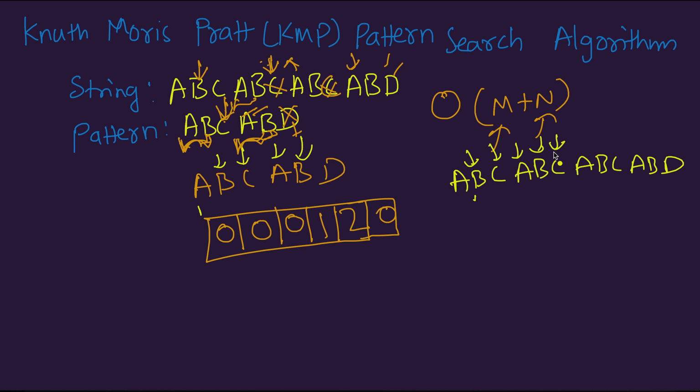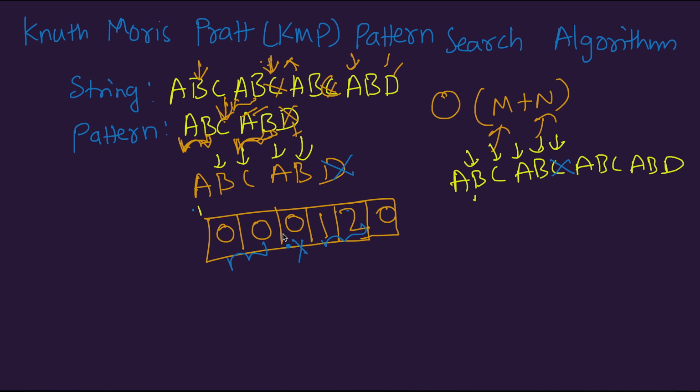Now it comes to C, where it actually fails. C is not equal to D. So as we talked earlier, we will start comparing from C instead of going back to A and going back to B here. So how do we do that? We do that by checking if there is any prefix. So we will look into this failed character index, and we will look into the previous index where it says 2. That means you can start comparing from index 2 as there is a prefix of AB that is equal to suffix. So we will start from 0.